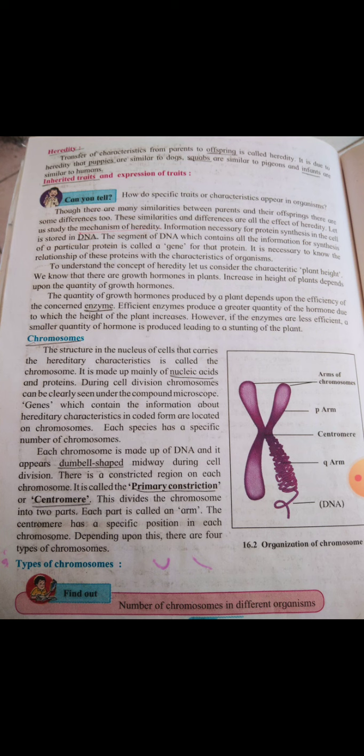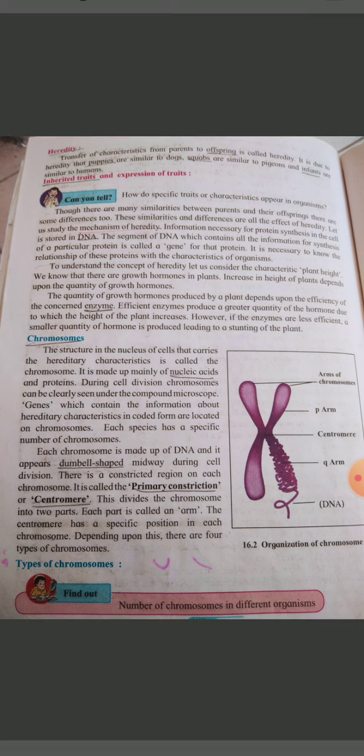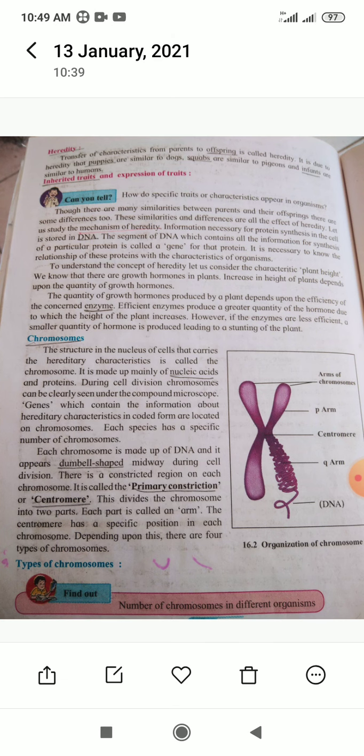Chromosomes are made up of DNA. They appear dumbbell shaped during cell division. The constricted region on each chromosome is called the primary constriction or centromere.